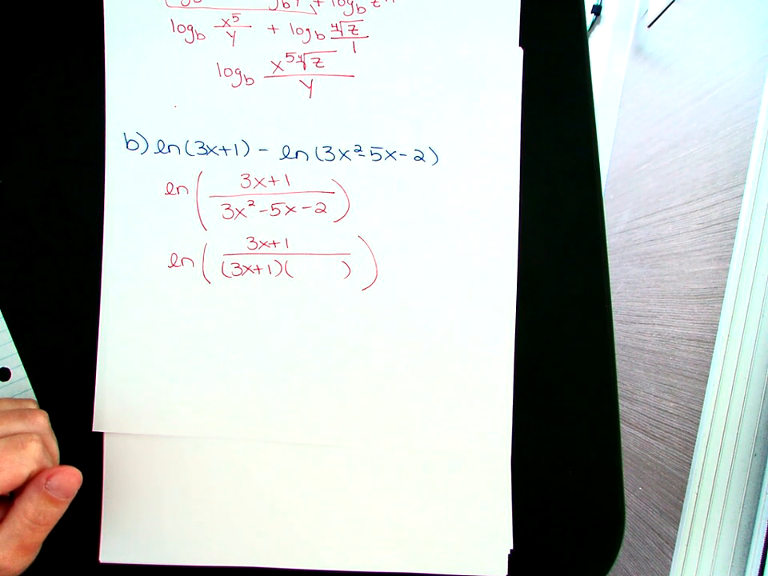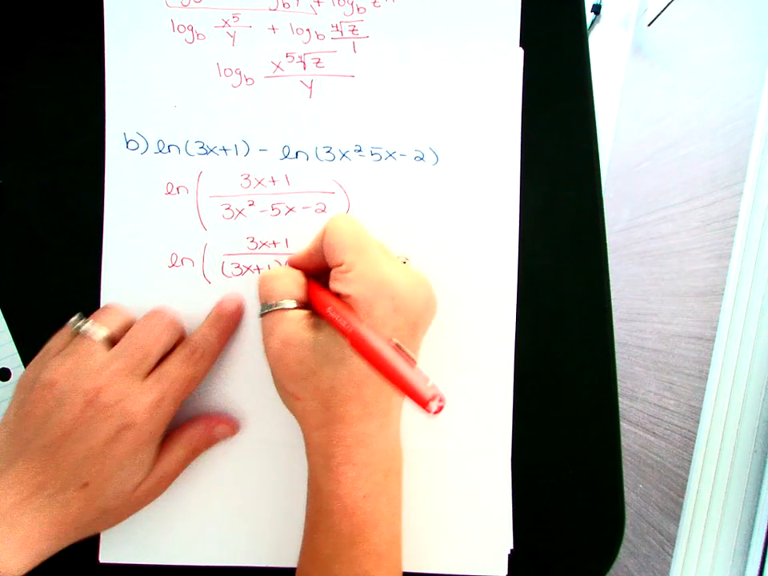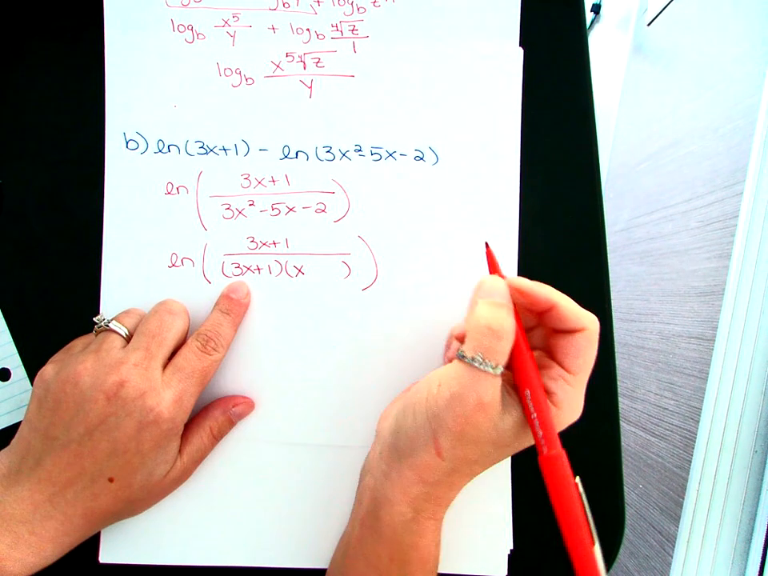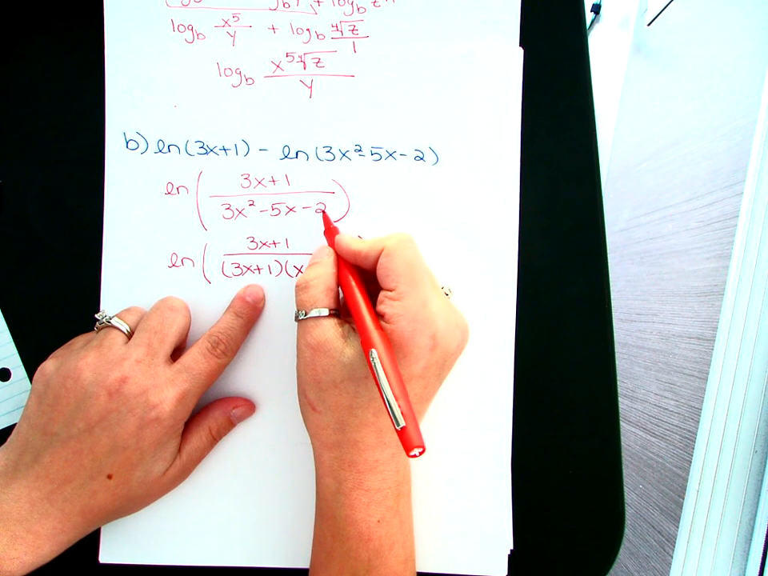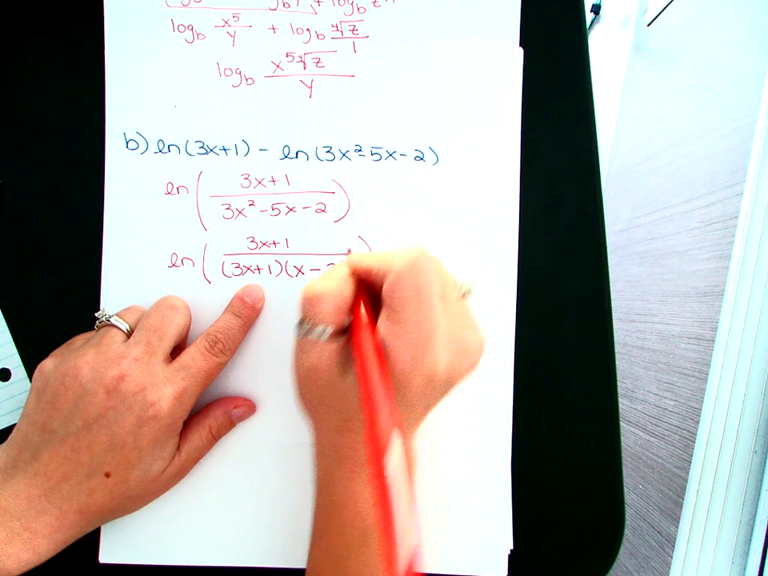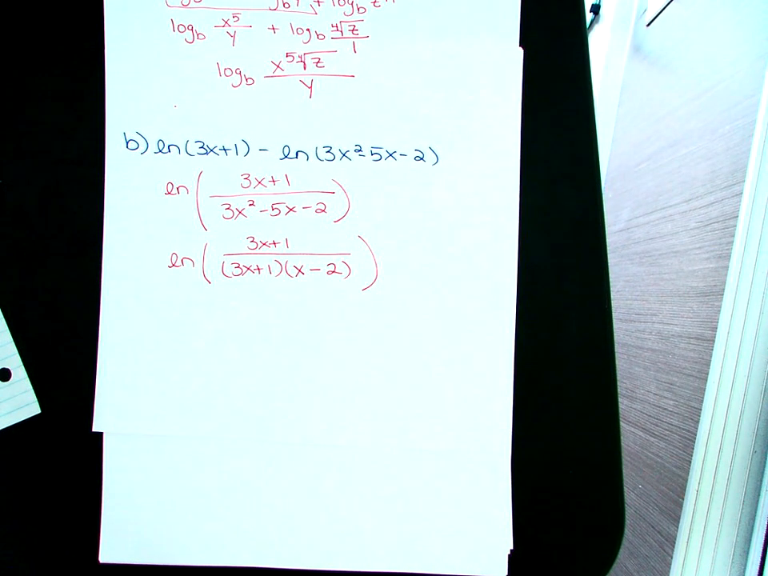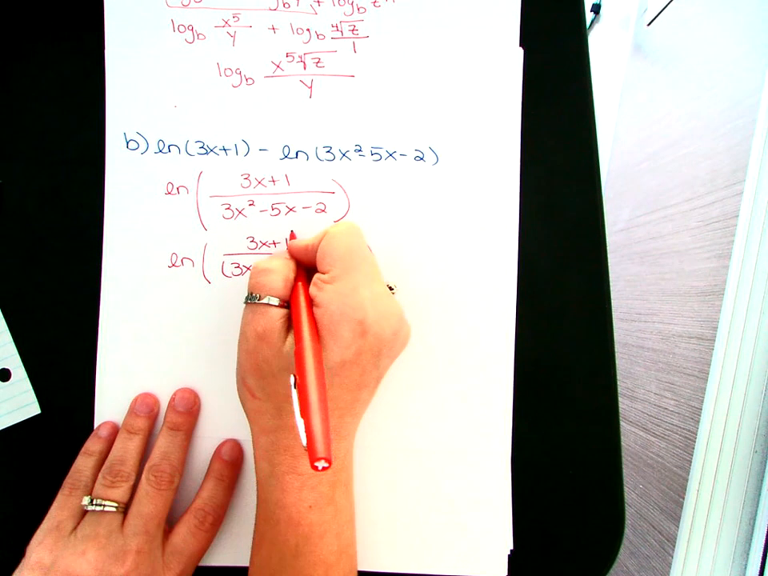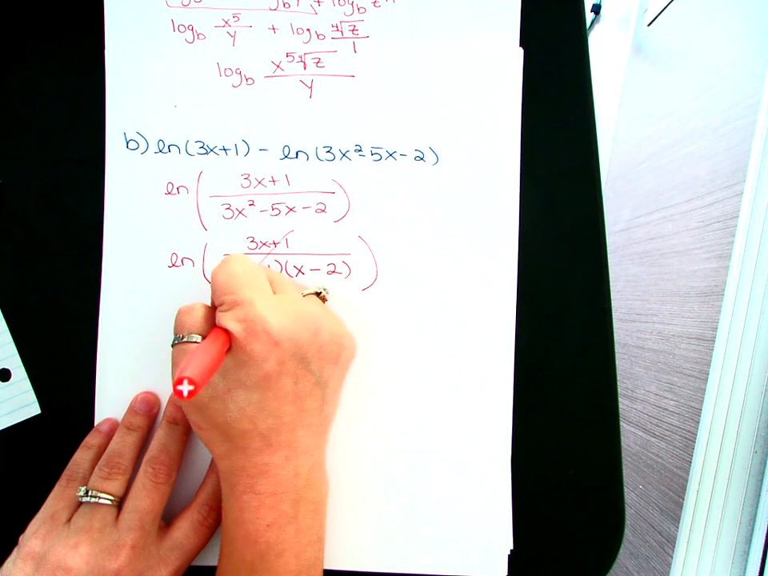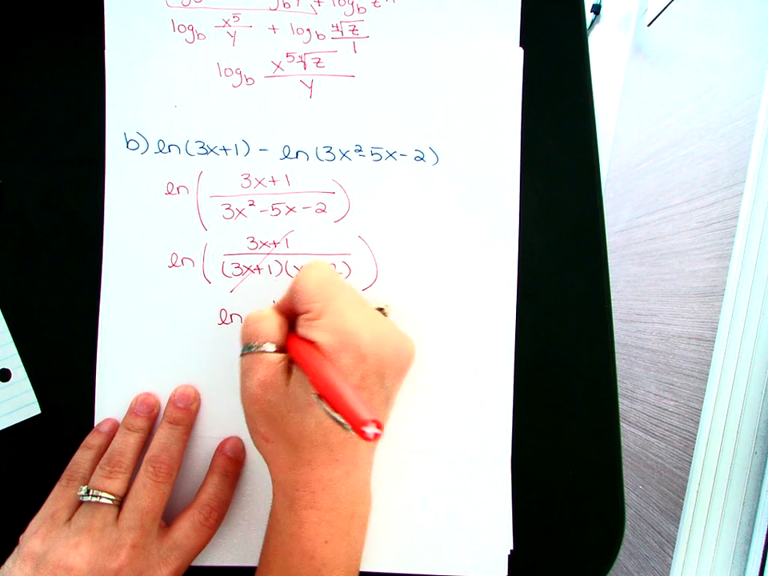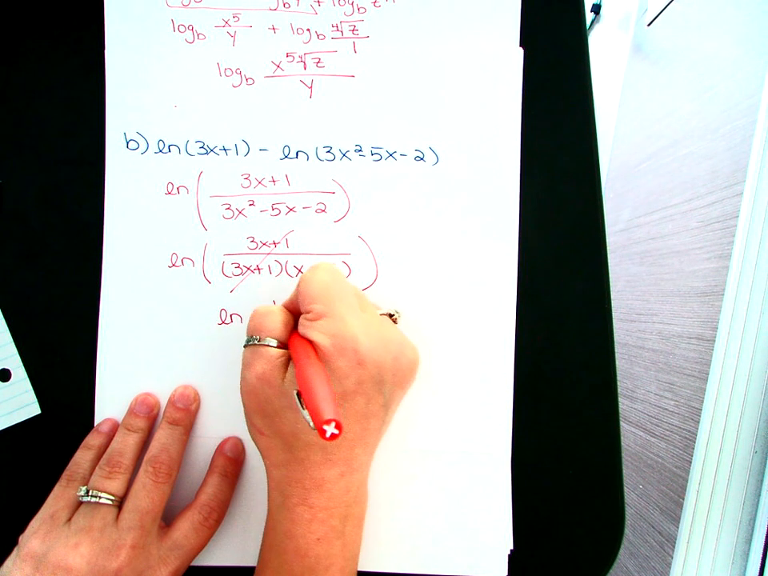If I have a 3x plus 1, it's going to leave me with an x here. I need to get a 2 here, and it needs to be negative, so it's going to be x minus 2 there. What that does, though, is that gives me a 3x plus 1 on top and bottom, so that this actually fully simplifies to ln of 1 over x minus 2.